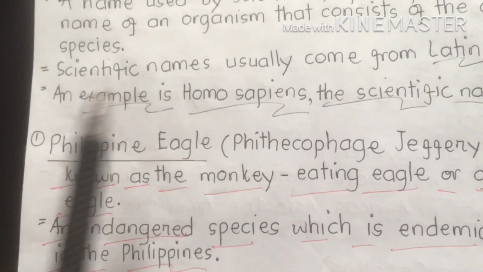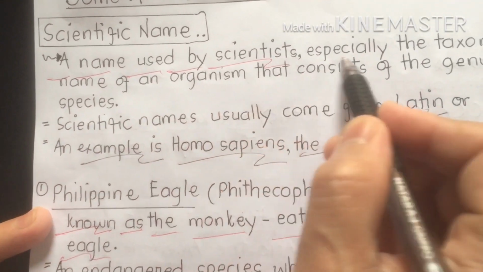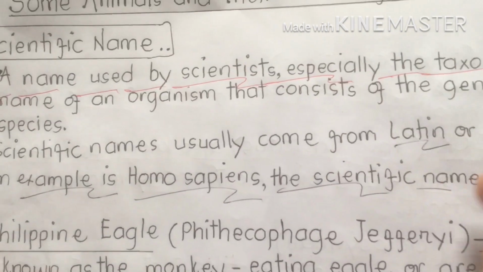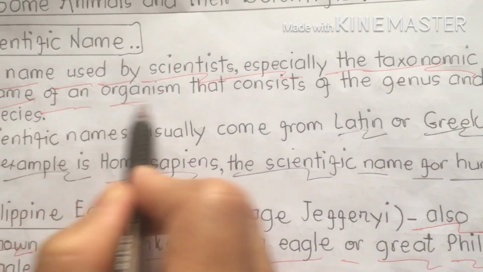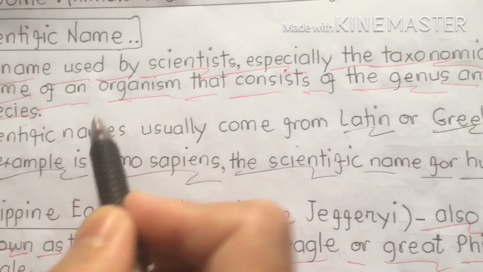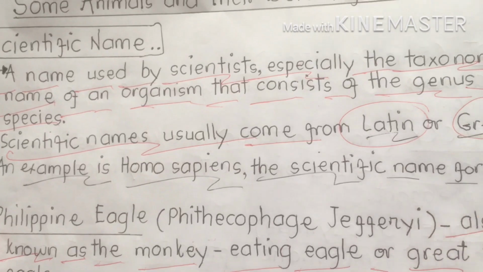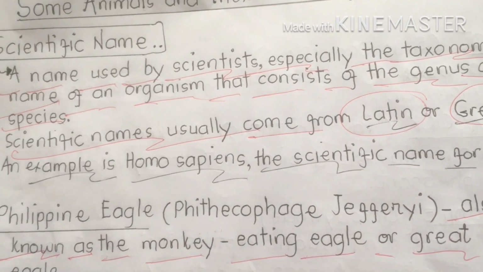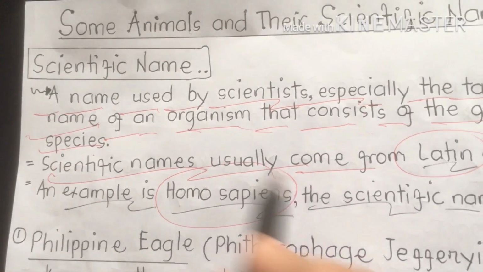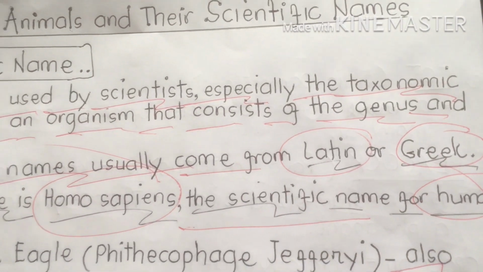Again, class, a scientific name is a name used by scientists, especially by their students, the taxonomic name of an organism that consists of the genus and species. Scientific names usually come from Latin or Greek words. Okay, one example is that very common Homo sapiens, the scientific name for humans.